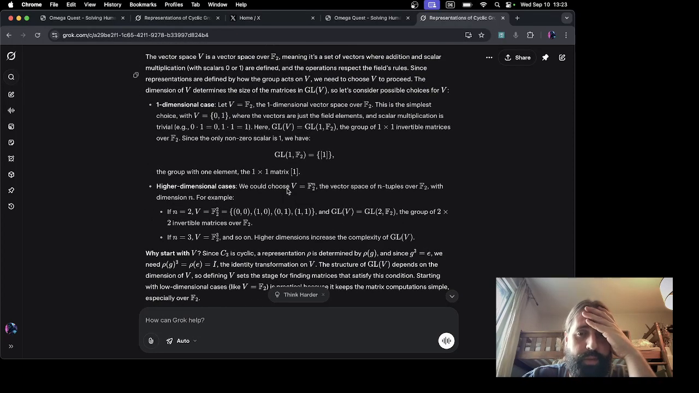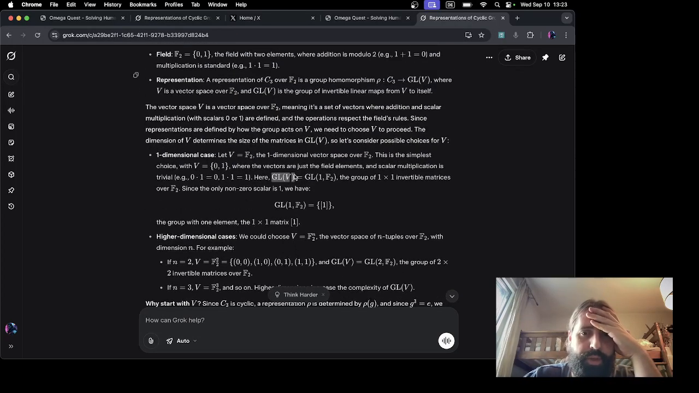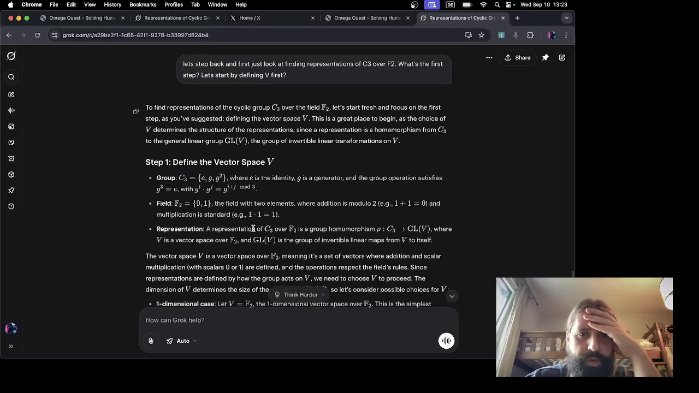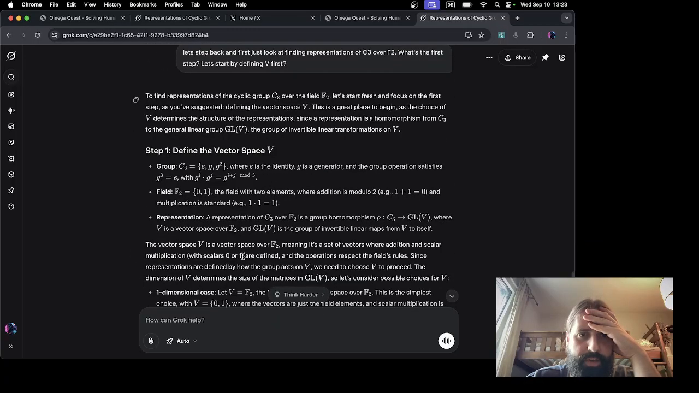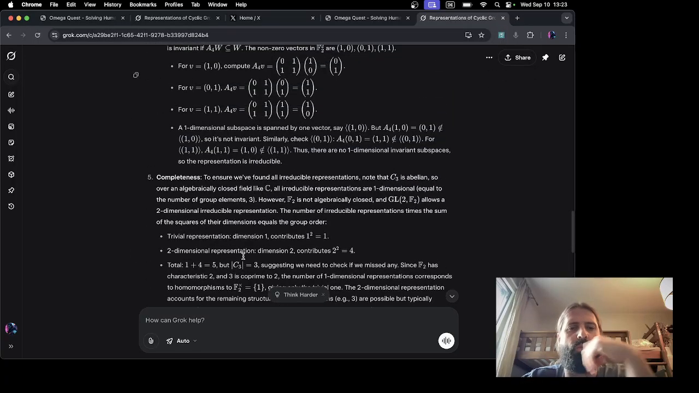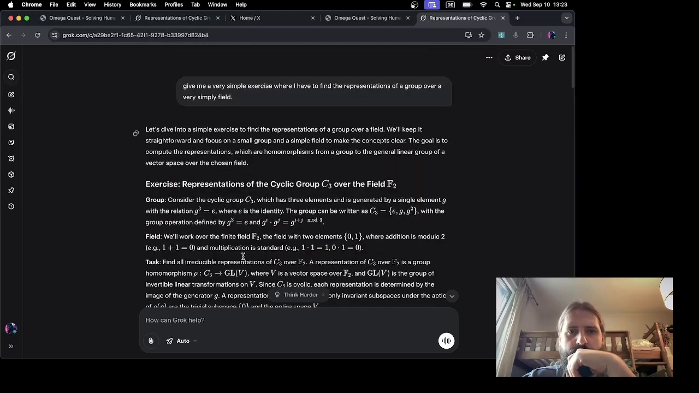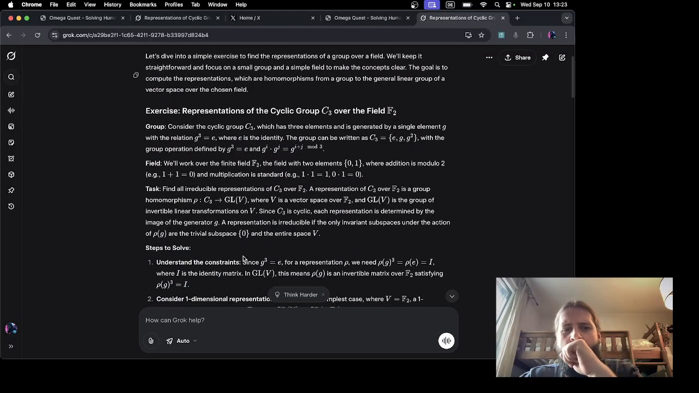Essentially, what I don't understand is why we are doing these GLV. GLV is the invertible matrices over F2. I mean, we're just following the definition, right? The definition says that you need to find a representation of C3, and a representation is a group homomorphism, a mapping between C3 and GLV.